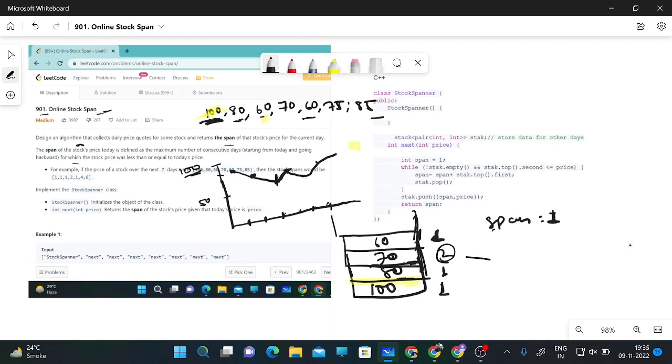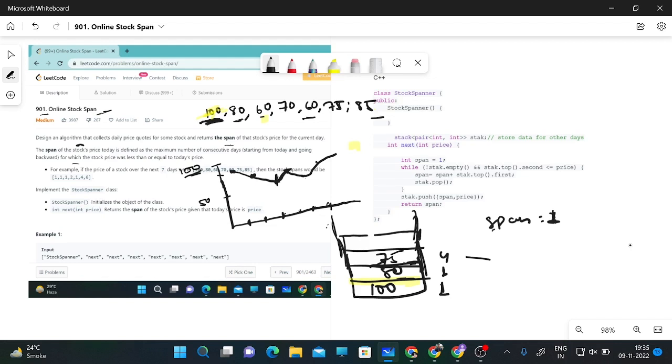Now for 75, the previous value 60 is less than 75, so we'll pop these values and we will add the span of these two values. It will be 2. Now we will check it with this 70. 70 is also less than that 75, so we'll pop this one and we will add this 2, so it will be 4. Now it will be 75, right? So it is in decreasing order.